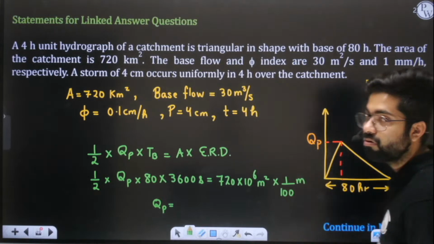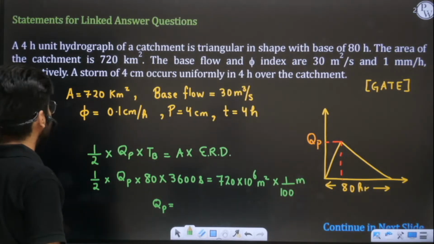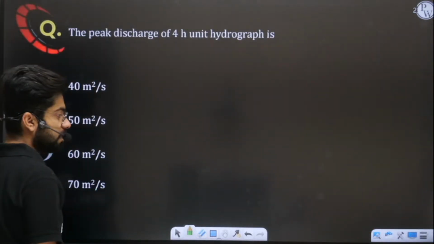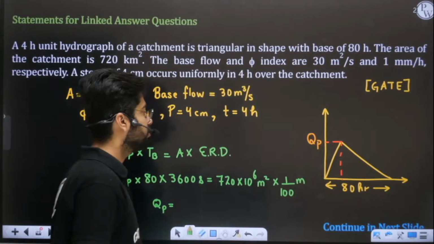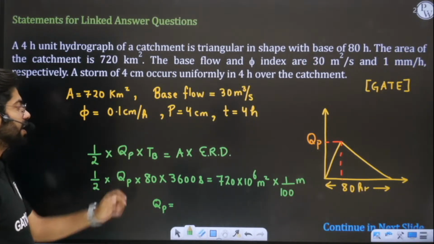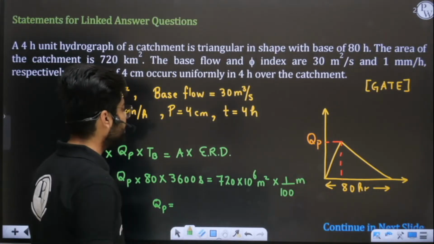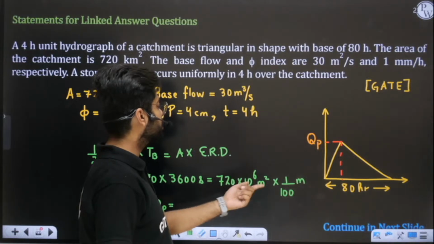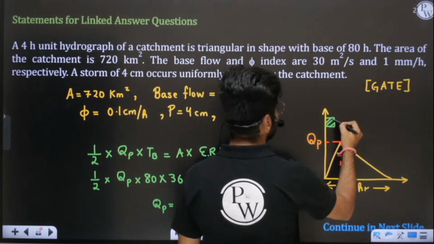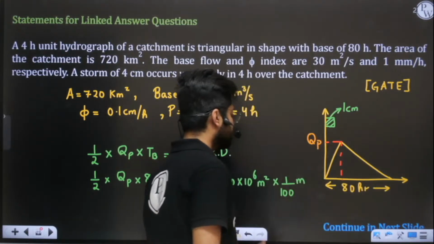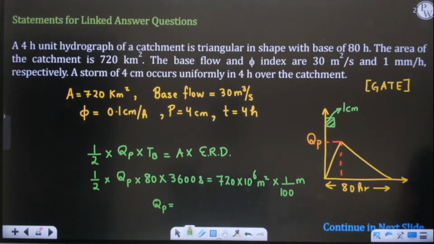You have to find peak discharge only. For that I will use the formula of a basic triangular unit hydrograph. Find the area under the DRH, which will be equal to catchment area into effective rainfall depth, which is half QP times base time. Base time is 80 hours; convert this into seconds. The area is 720 kilometer square, and kilometer square is 10 power 6 meter square. For the unit hydrograph we have 1 centimeter effective rainfall depth, so that is 1 by 100. So QP is coming out to be how much?